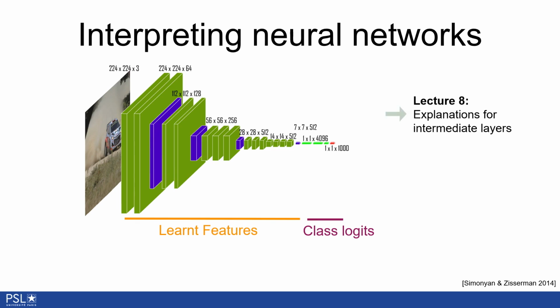In Lecture 8, we discussed methods for interpreting the features learned by neurons in the intermediate convolutional layers. In this lecture, we will instead focus on the final layers, specifically class logits, and discuss methods for explaining the final output, how features of the inputs determine class logits.